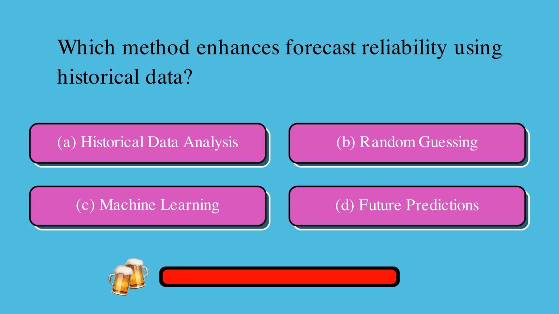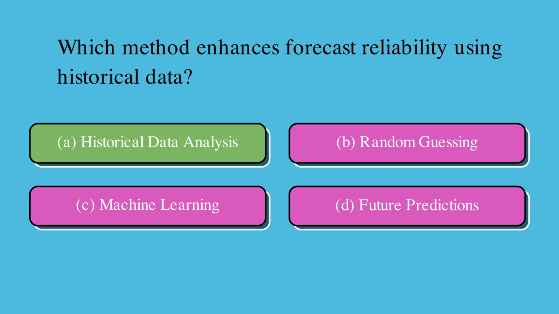Which method enhances forecast reliability using historical data? Is it A, historical data analysis, B, random guessing, C, machine learning, or D, future predictions? The correct answer is A, historical data analysis.